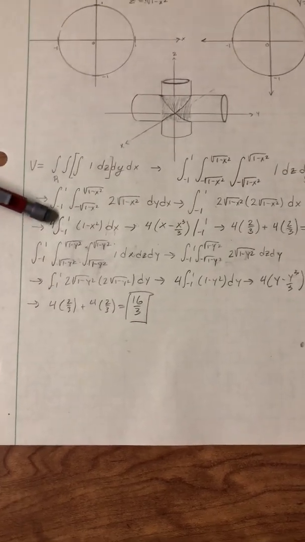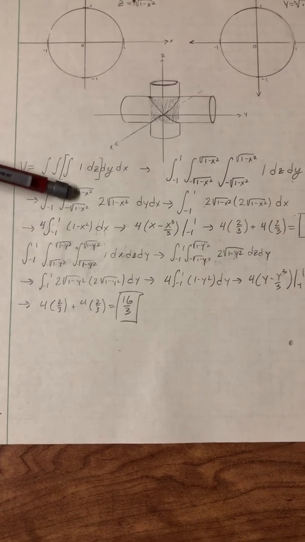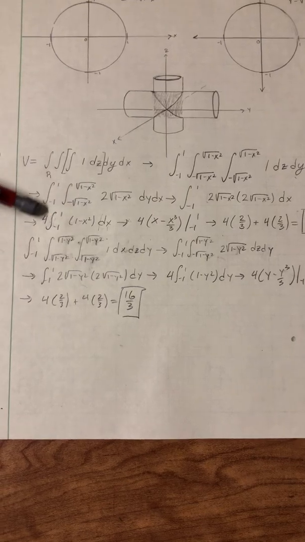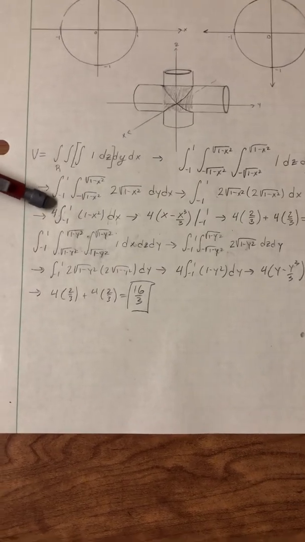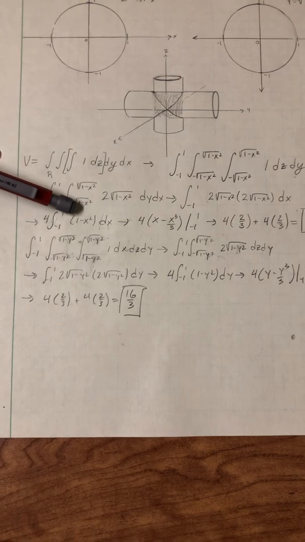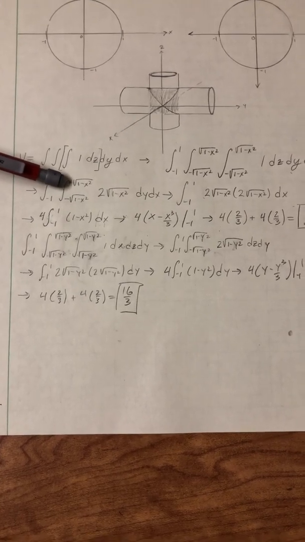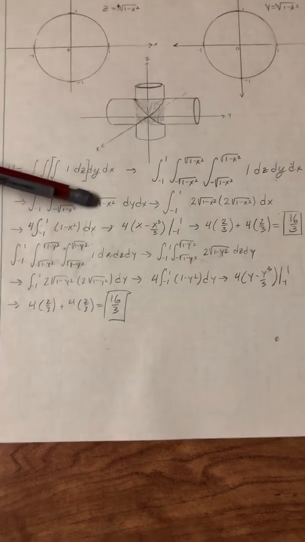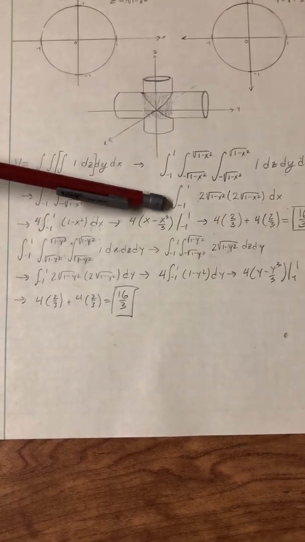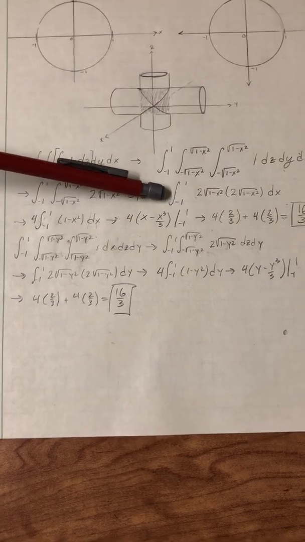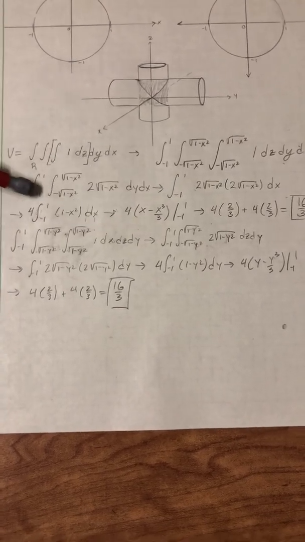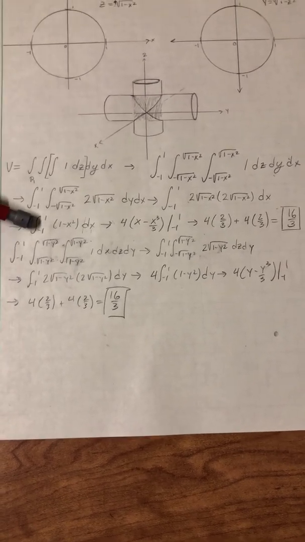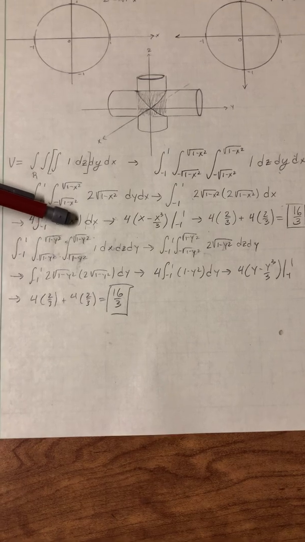From there, when we integrate the first integral with respect to z, we get the integral from -1 to 1, and negative square root of 1 minus x squared to square root of 1 minus x squared, of 2 times the square root of 1 minus x squared. Integrating once more, we get that doubled, and then integrating that in relation to x, we get 4 times the integral from -1 to 1 of 1 minus x squared dx.